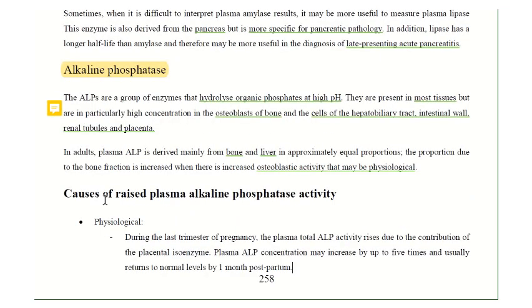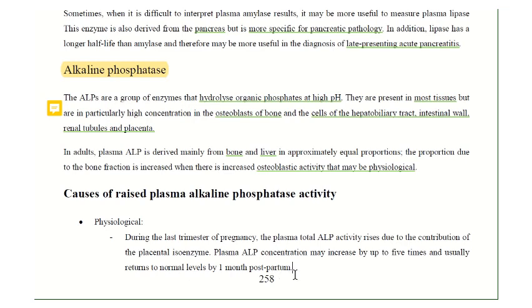The causes of raised plasma alkaline phosphatase activity قد تكون physiological during the last trimester of pregnancy. The plasma total ALP activity rises due to the contribution of the placental isoenzyme. Plasma ALP concentration may increase by up to 5 times and usually returns to normal levels by 1 month postpartum.